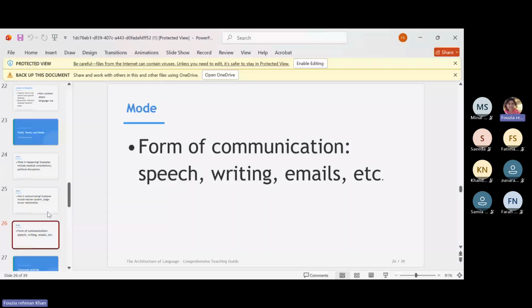Now, the next activity is a little, you need to think about it and you need to write. How do you talk about a topic when your field is different, when your tenor is different, and when your mode is different? We have already done the tenor part, when the interlocutors are different. We did a little activity on that. Right now we are doing some activity on the mode, how the mode changes and the language that you use changes.